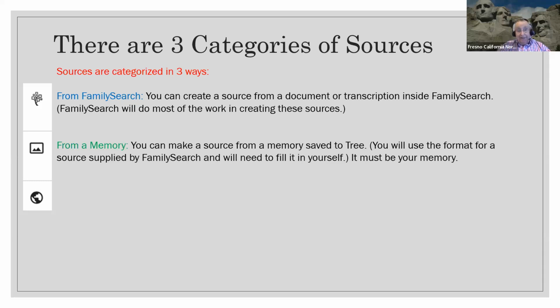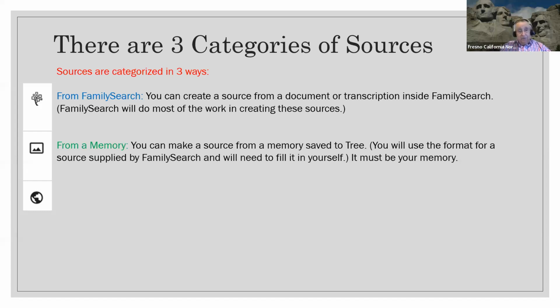Now, a second type of source, and it's not used an awful lot, but it could be, is a source made from a memory. You might have attached to FamilySearch, say, a page out of the Bible, your family Bible. And so you could create a source and link that source to the memory in your memories of that Bible so that people could see it, and you'd actually provide the link for that memory in FamilySearch.